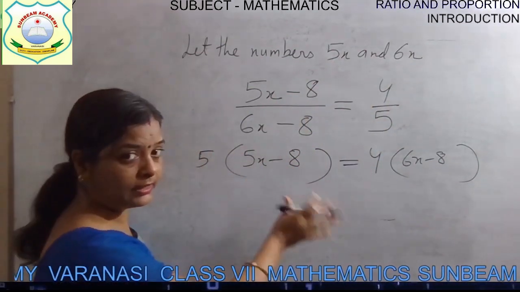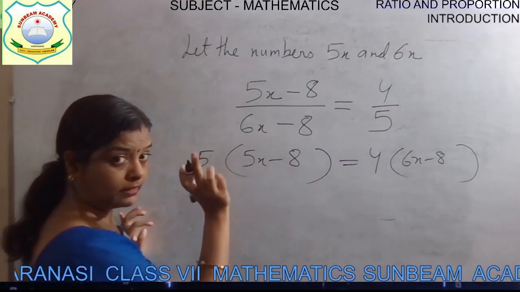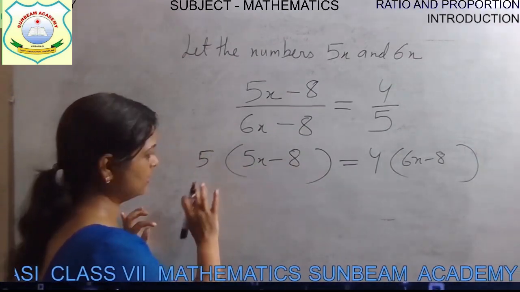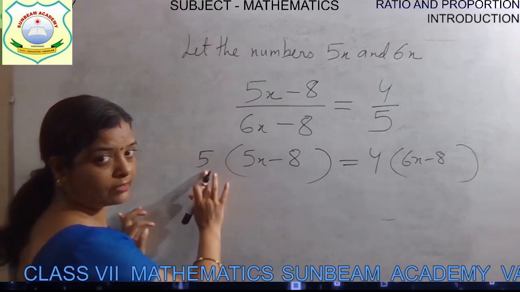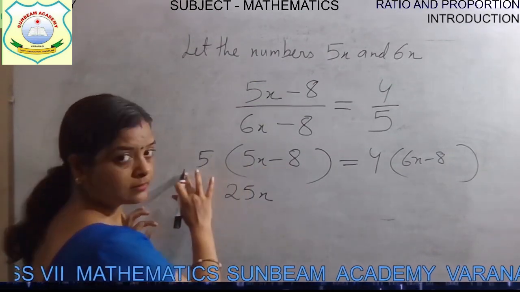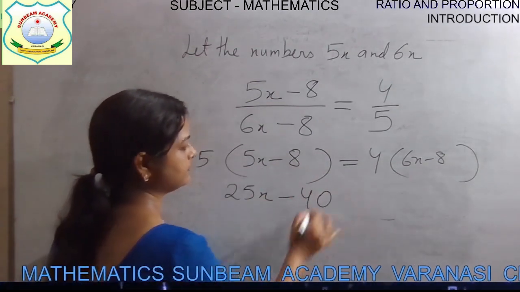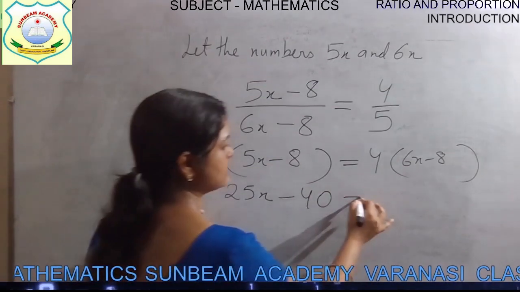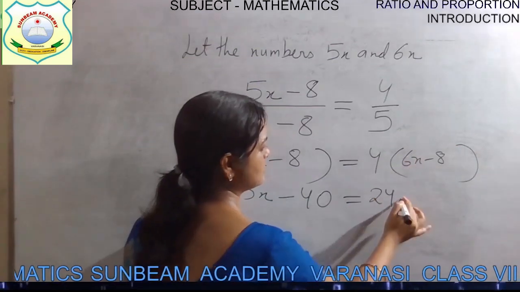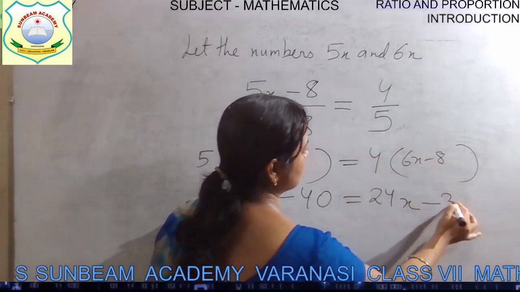So just try to find the value of x. We can't subtract 5x minus 8, never ever. One has x, the other does not have x. So never subtract in this way. What will we do? Open the bracket. 5 into 5x is 25x, minus 5 8s are 40, is equal to 4 6s are 24x, minus 4 8s are 32.